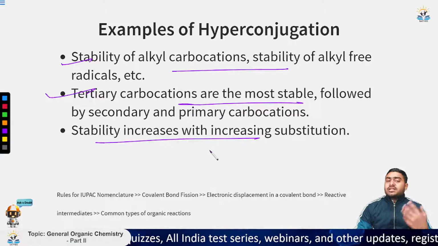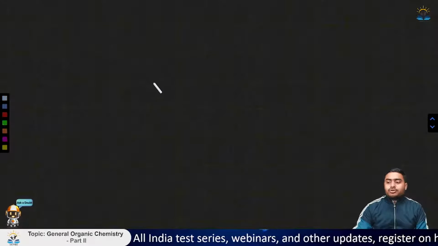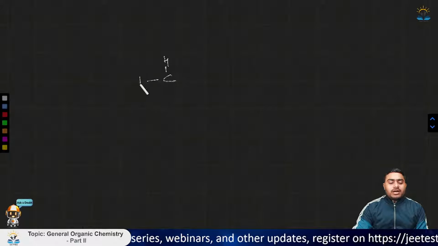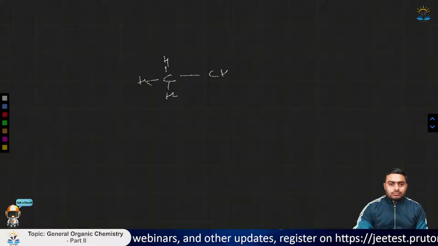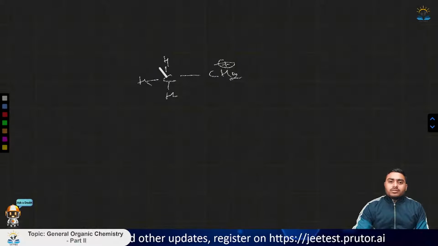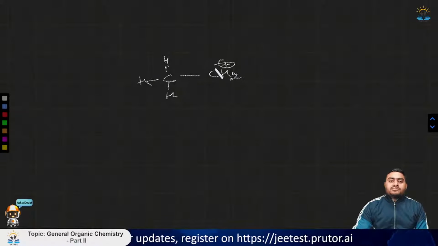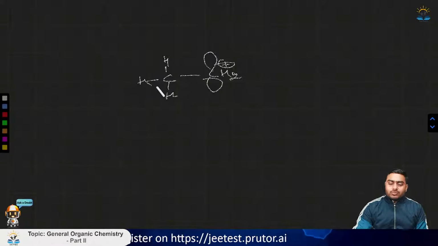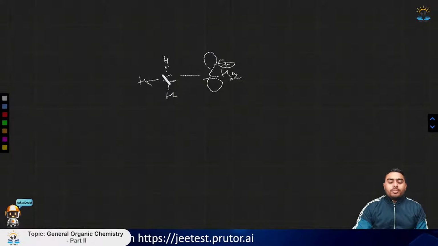Stability increases with increasing substitution. You can understand the hyperconjugation effect like this. Carbon, and it should have 3 hydrogens, then CH2 positive. You know very well, CH3, CH2 positive. And in this CH2 positive, there should be an empty orbital like this. Okay, there should be an empty orbital like this.